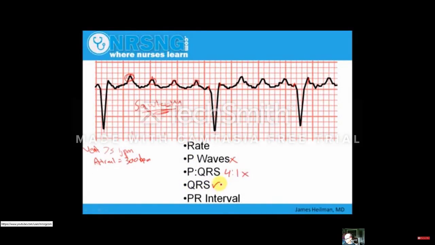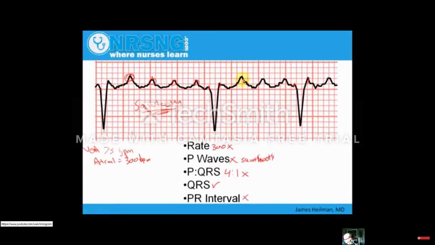So our rate, about 300. We got sawtooth P waves. And our P to QRS about 4 to 1 or so. So this is an abnormal EKG, and we can tell that the problem is coming from our atria, right? Because our ventricles, our QRS is normal. That tells us that our ventricles are working appropriately.